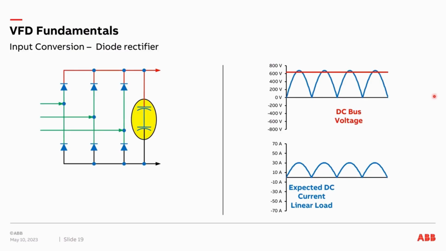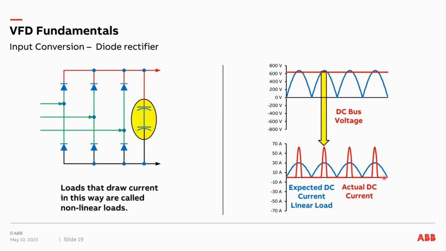In this case, every time the capacitor's voltage drops below 650 volts, lower than the peak voltage coming in through the rectifier, we see a current draw. And this current draw occurs as peaks. Loads that draw current in this way are what we call nonlinear loads. So as a nonlinear load, our current is only drawn whenever our DC bus voltage has dropped below the peak voltage of the incoming voltage. This is important because this is what causes nonlinear loads and causes harmonics.